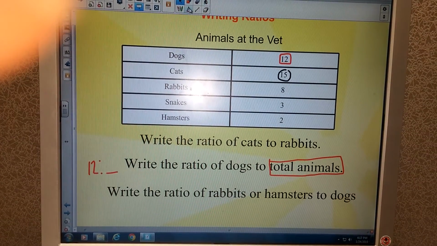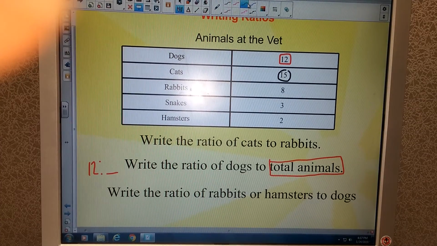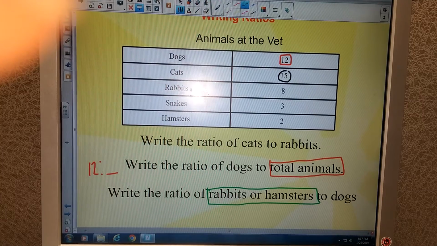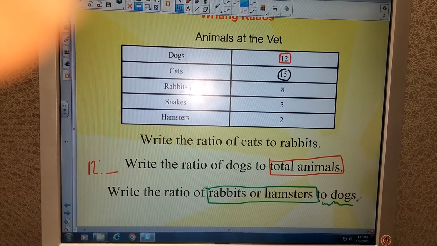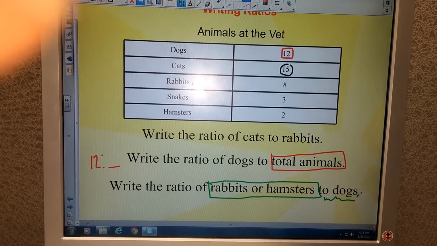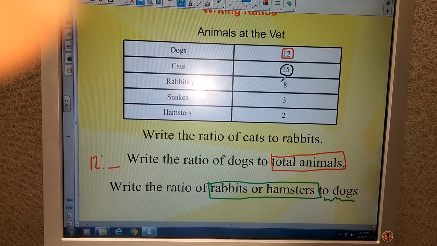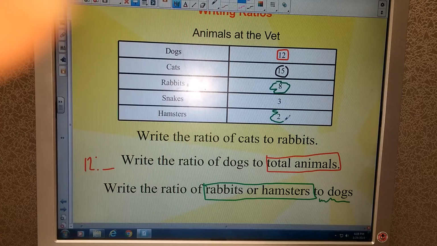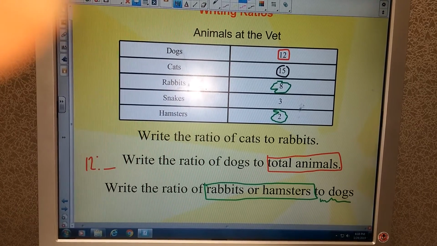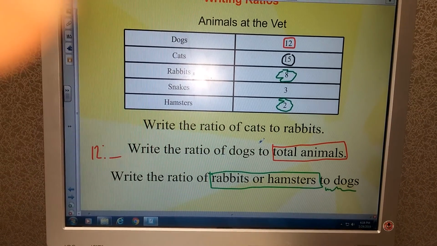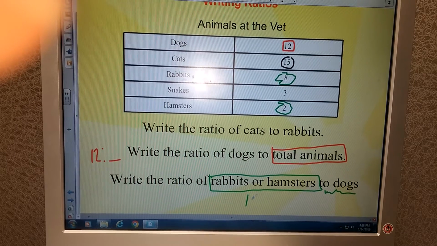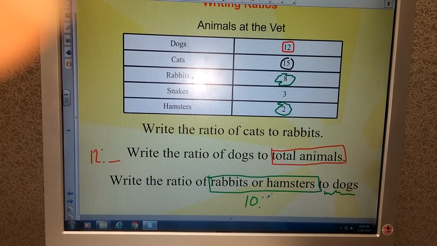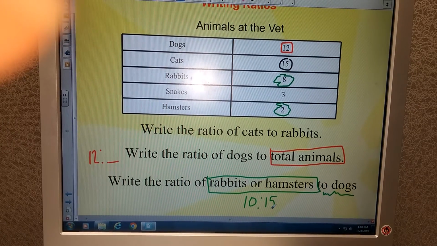Last question. This is a little bit of a unique situation. It says, write the ratio of rabbits or hamsters to dogs. Well, when I think rabbits or hamsters, it means I could choose these 8 rabbits or these 10 hamsters, which between these rabbits and these hamsters, that's actually a total of 10 that are rabbits or hamsters to dogs, and we already know that there are 15 dogs.